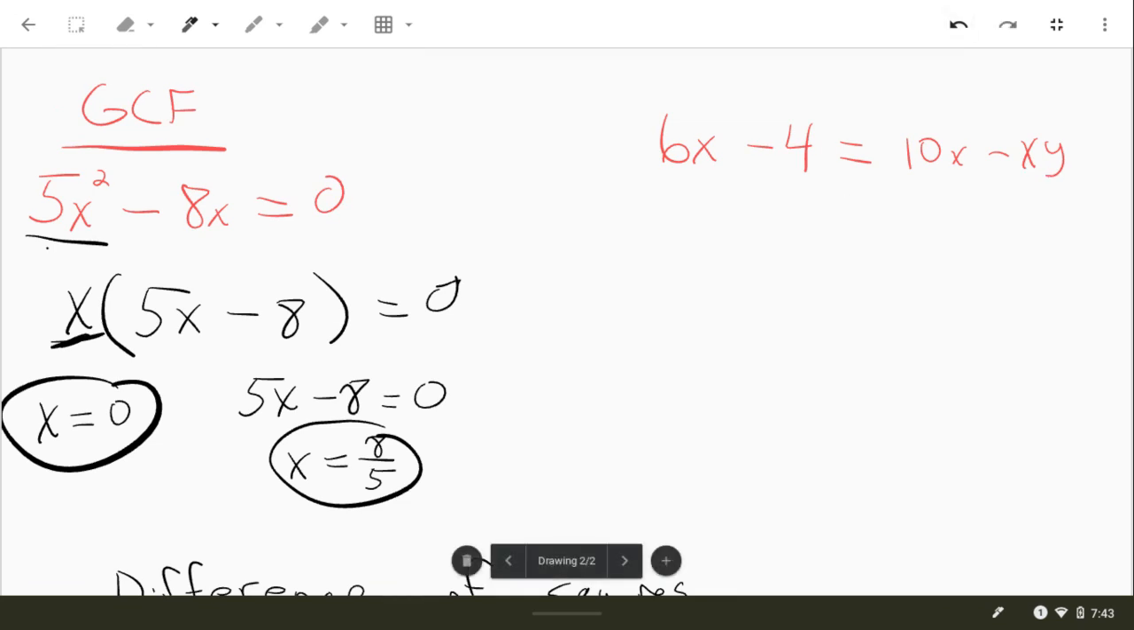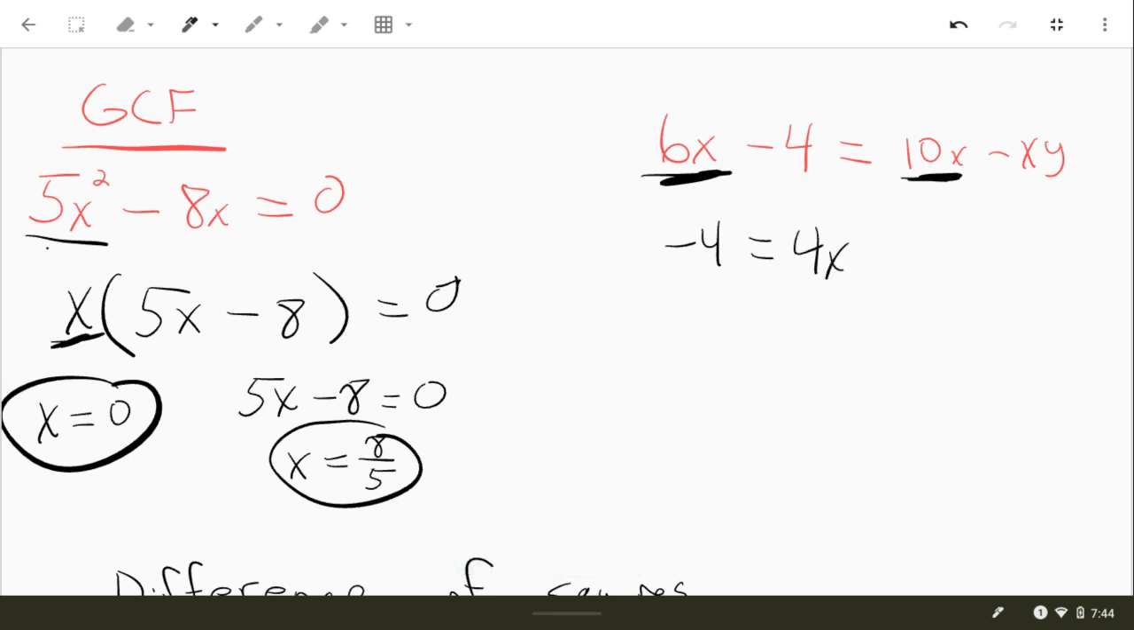The reason I have this one lumped in here is because I'm going to use the greatest common factor trick again. This is the type that typically kind of throws people off and they forget how to do it. So I'm solving for x, and what I want to do is get all my x's over to one side. So first thing I'm going to do is move this 6x. I'll subtract it from both sides, and 10x minus 6x will give me 4x minus xy.